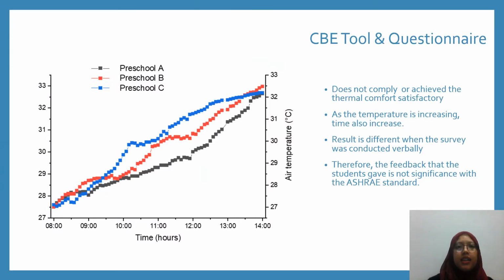In this slide, it is shown the correlation between CBE tools and questionnaire. From the graph, it is shown the result of 3 different temperatures at 3 different preschools. Black color represents preschool A, red color line graph means preschool B, and blue color is for preschool C. These 3 preschools did not comply and achieve the thermal comfort satisfactory based on ASHRAE 55 standard. As the temperature increases, times also increase.